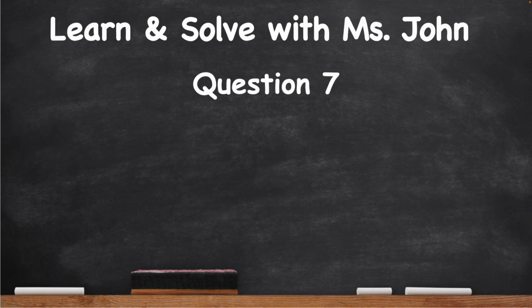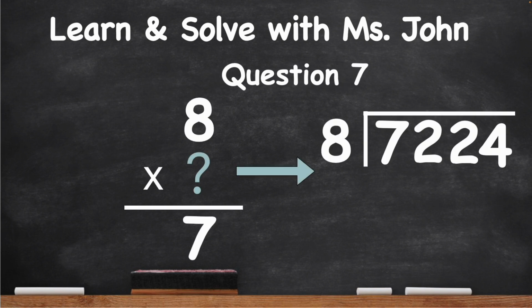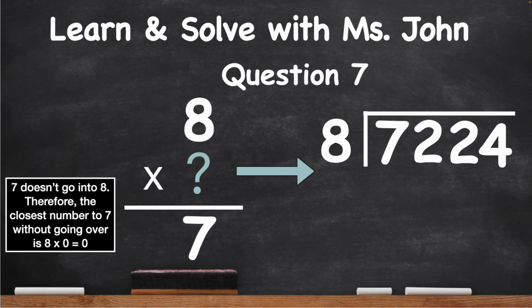Question number 7. We're going to divide 7,224 by 8. Let's start with the first number. Let's first determine 8 times what gives you 7. So 7 doesn't go into 8. Therefore, the closest number to 7 without going over is 8 times 0. So now we're going to think about 8 times what gives you 0. 8 times 0 gives you 0. Therefore, we're going to put the 0 on top of the 7.